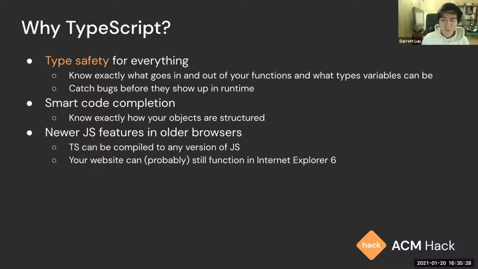So yeah, next up is smart code completion. So because you know exactly how your objects are structured, IDEs like VS Code, WebStorm, can essentially have smarter code completion, right? Because it knows which properties are in your object.